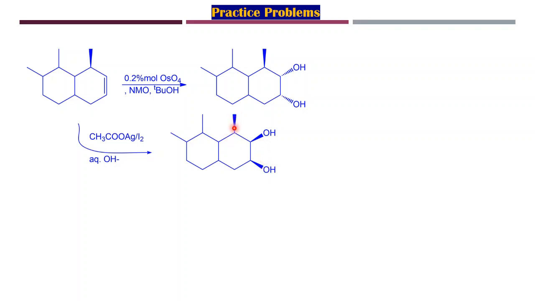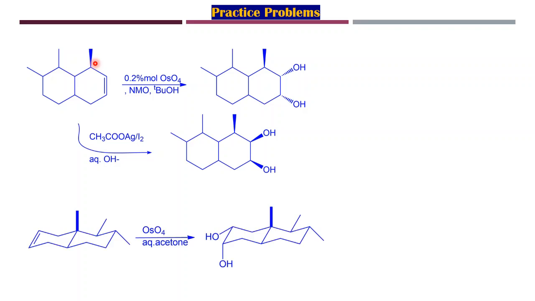If the methyl group is in the alpha position, the OH groups will be syn to this alpha methyl group, whereas in the case of osmium tetroxide it is anti to the methyl group. Same thing here with respect to this particular methyl group. The hydroxylation of this alkene will not take place from this side but from the reverse side, and so it will be towards the down position.